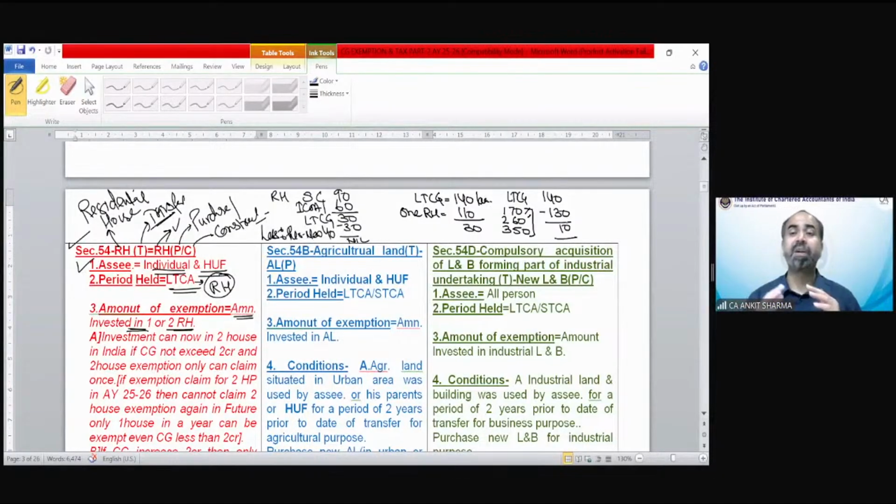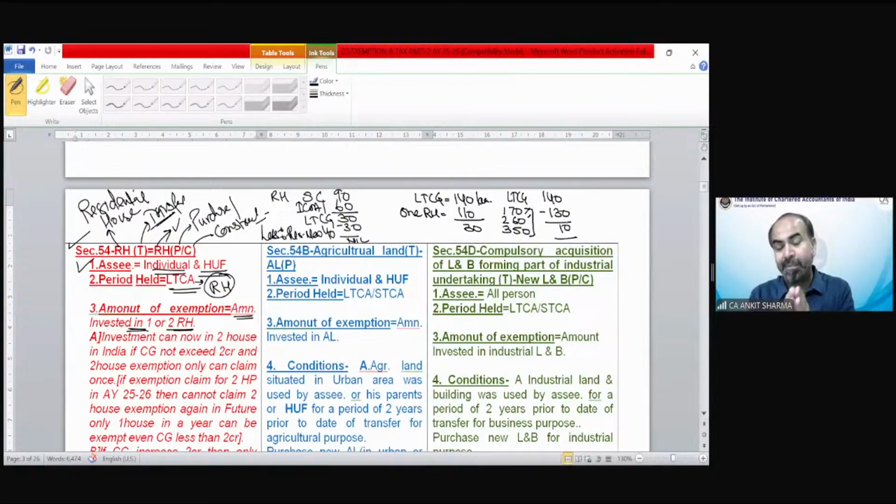So now the benefit is not only for one residential house, but you can purchase or construct two residential houses, and any two residential houses you can claim as an exemption. But there are some restrictions. This two house exemption, listen carefully. This two house exemption, you can claim only once in your lifetime. This is kind of a lifetime achievement award. Only one time you can claim.